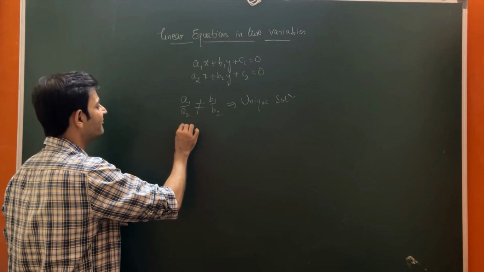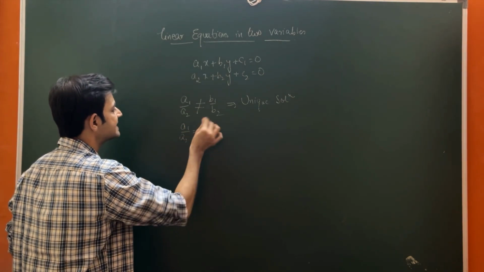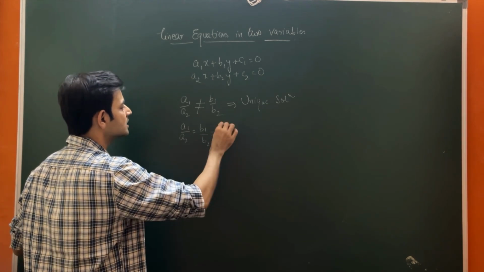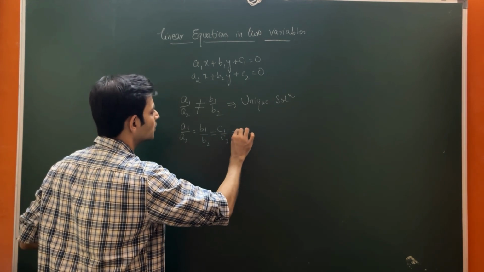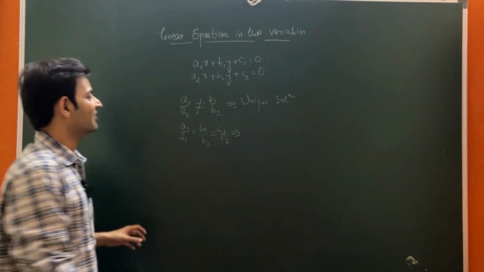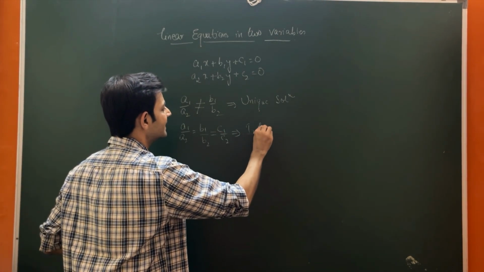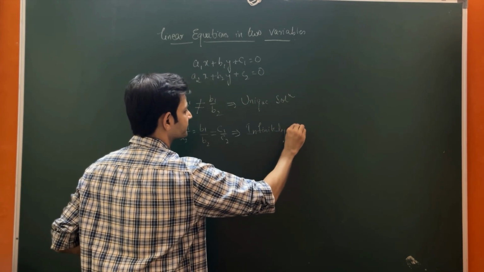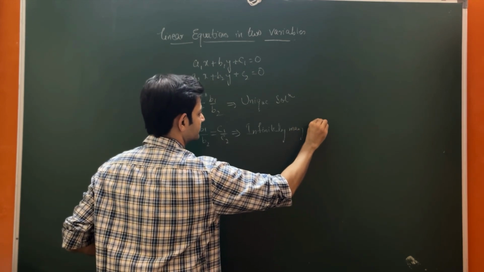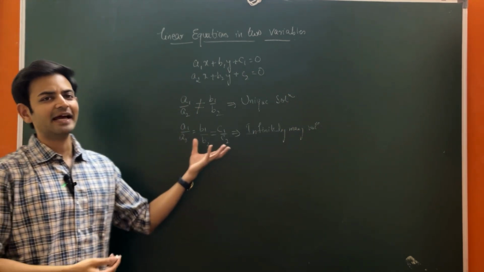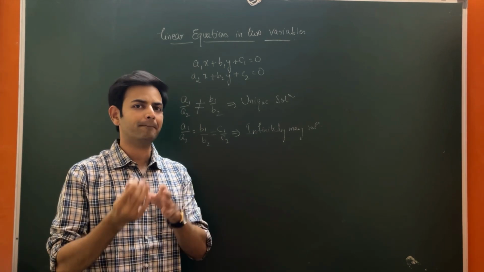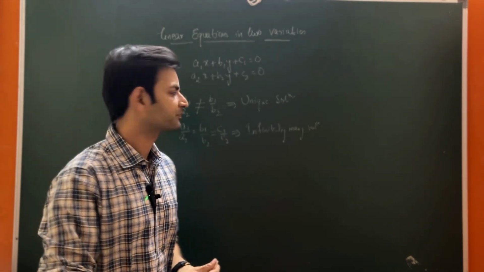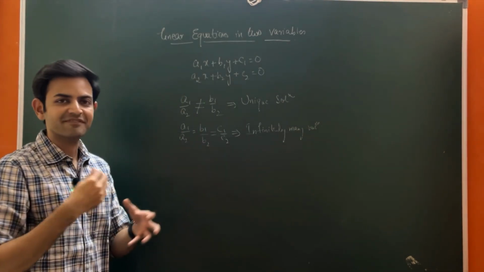So when we have a1 by a2 is equal to b1 by b2 is equal to c1 by c2, this implies it will have infinitely many solutions. By infinitely many solutions, we mean that when we plot on a graph paper, these both lines will coincide each other. So of course these two have solution.